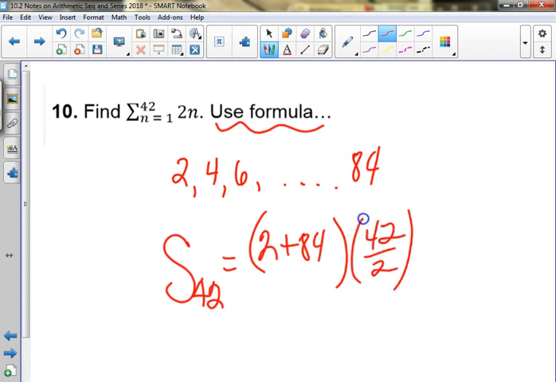42. So I should have 86 times 21. Is that what you all got when you typed it in? Because I know you all did it with the sum symbol already. Because you love that your calculator does that. 1806, is that what you got? Okay.